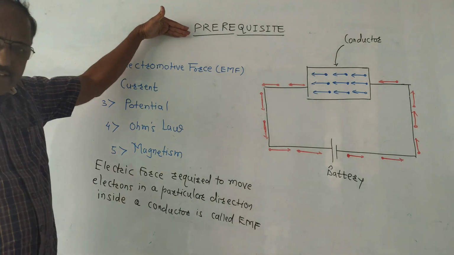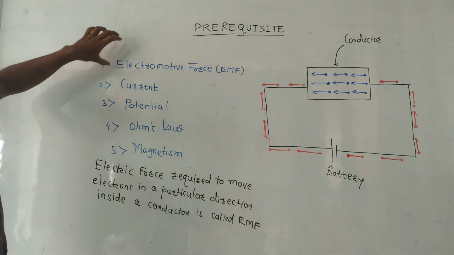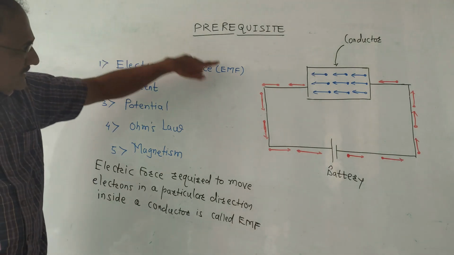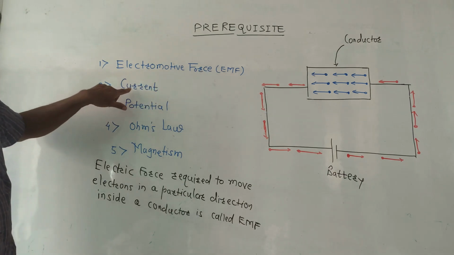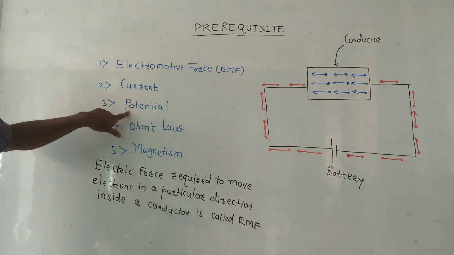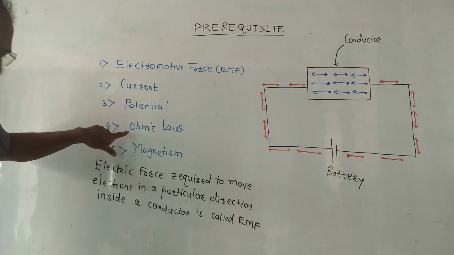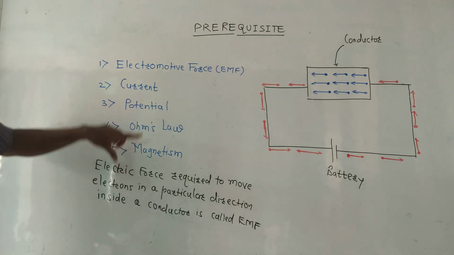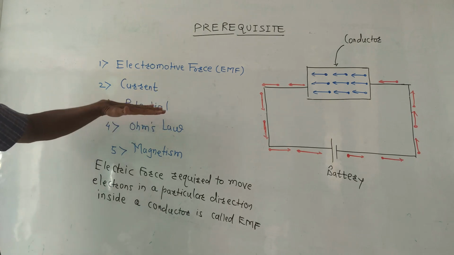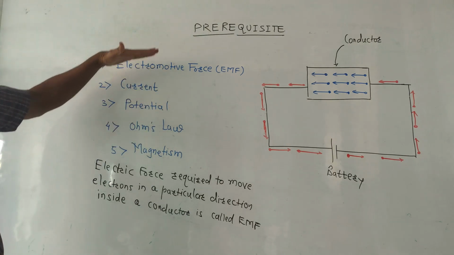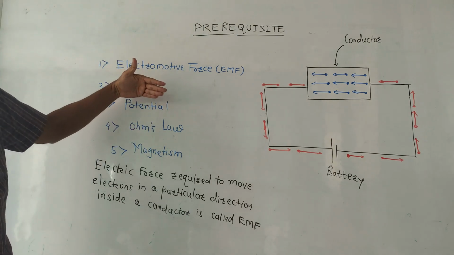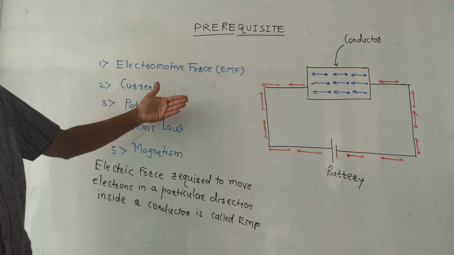What we will be learning in this video: we will be discussing the concept of electromotive force, that is EMF, then the concept of current, the concept of potential, that is voltage, then Ohm's law, and the last part is the basics related to magnetism. All these points are required as a prerequisite to study these two subjects.